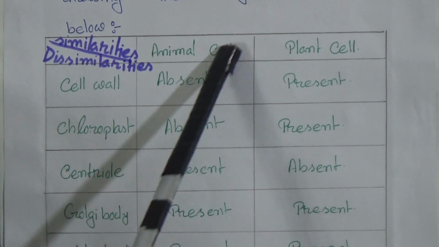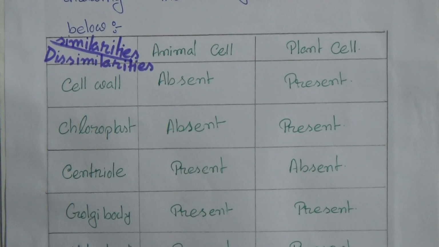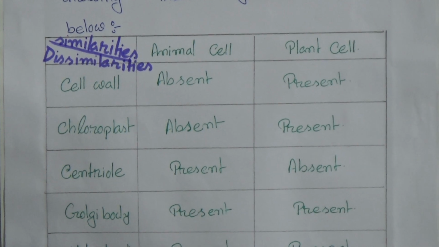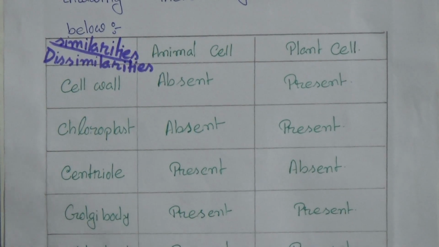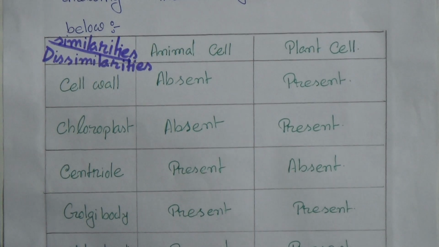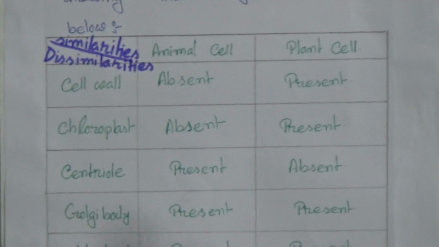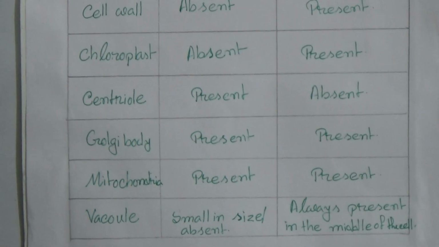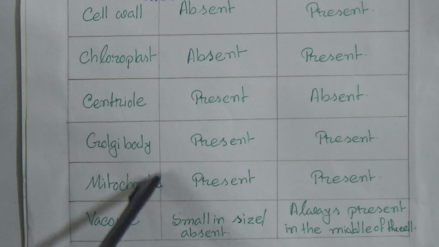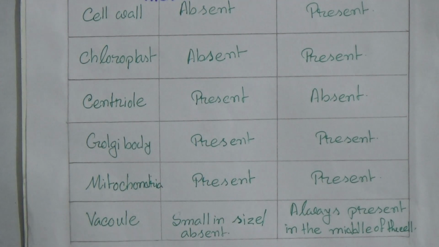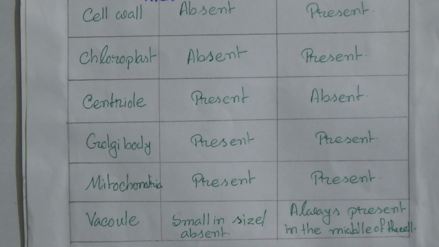Vacuole. In the animal cell it is small in size or absent, but in the plant cell it is always present in the middle of the cell and it is big in size. I wrote here only three similarities and dissimilarities between the plant cell and animal cell. You can write more similarities and dissimilarities of the plant cell and animal cell.